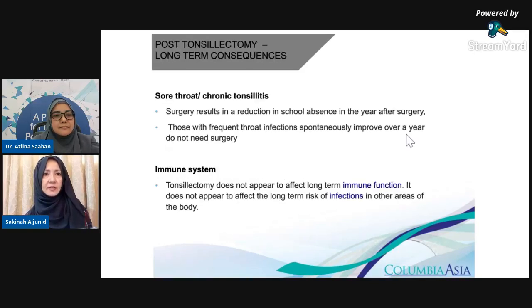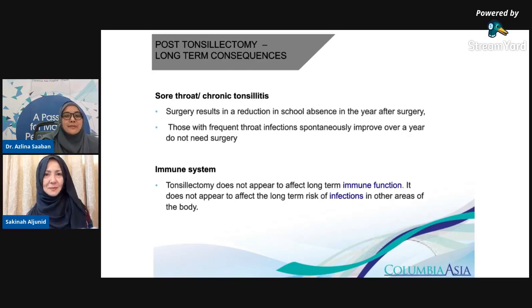Let's take a look at the next slide. What's this about? Post tonsillectomy, long-term consequences. What does this mean? The results of a tonsillectomy. Because the common patient who comes is because of recurrent infection, so there are a lot of absences from school and also from work. So it's better for them.